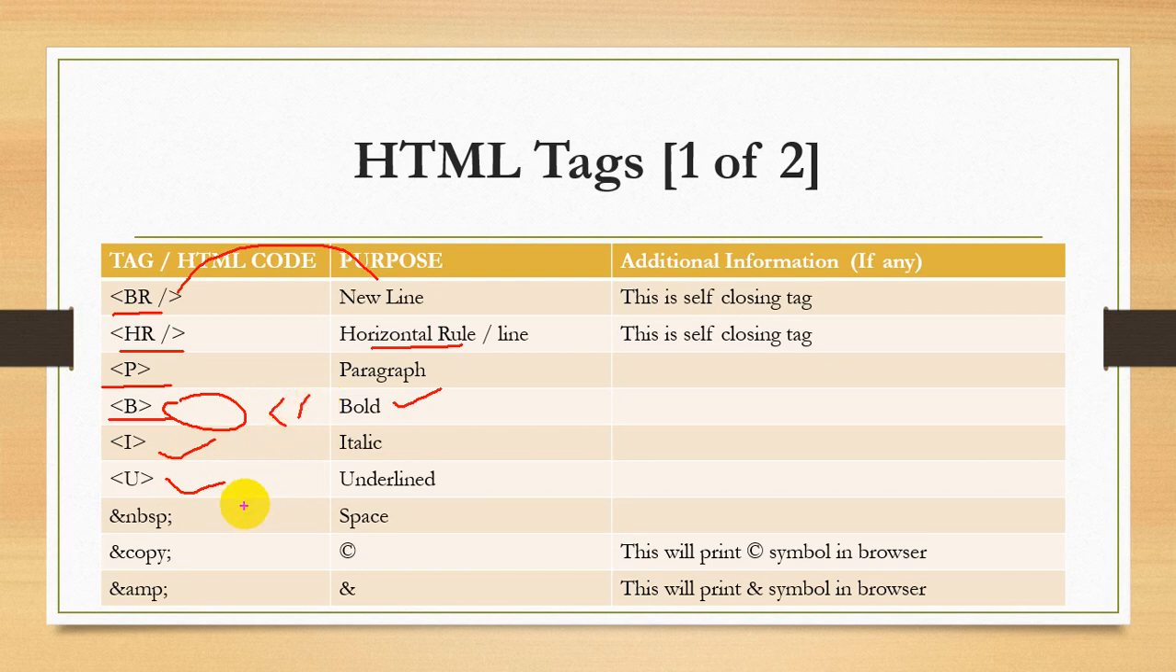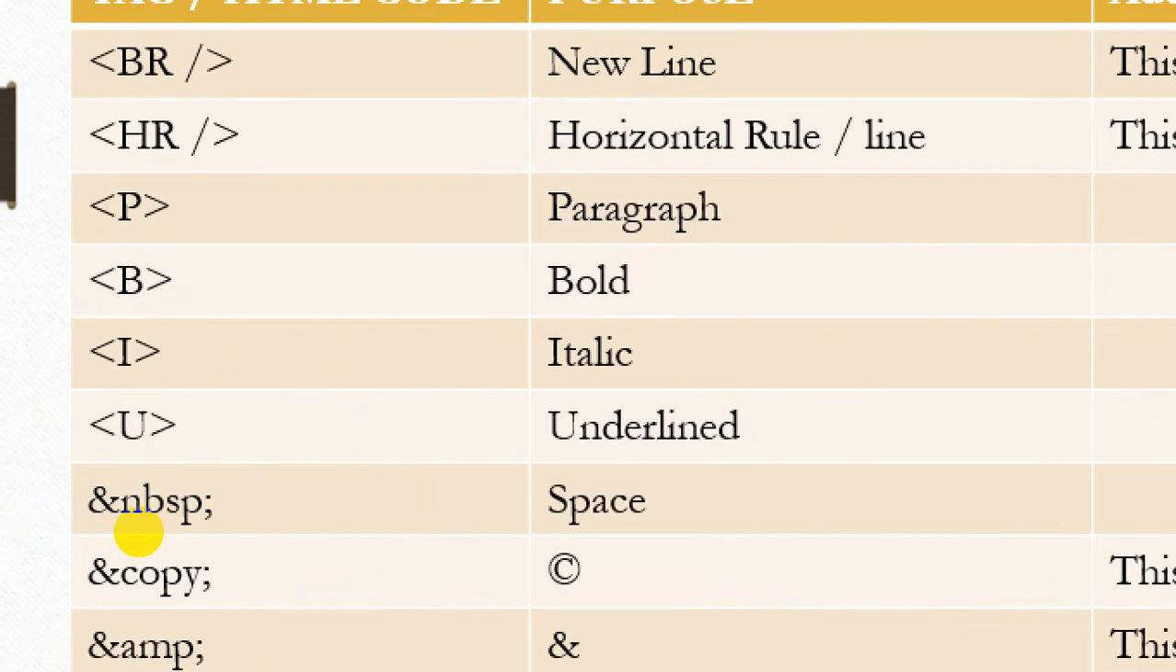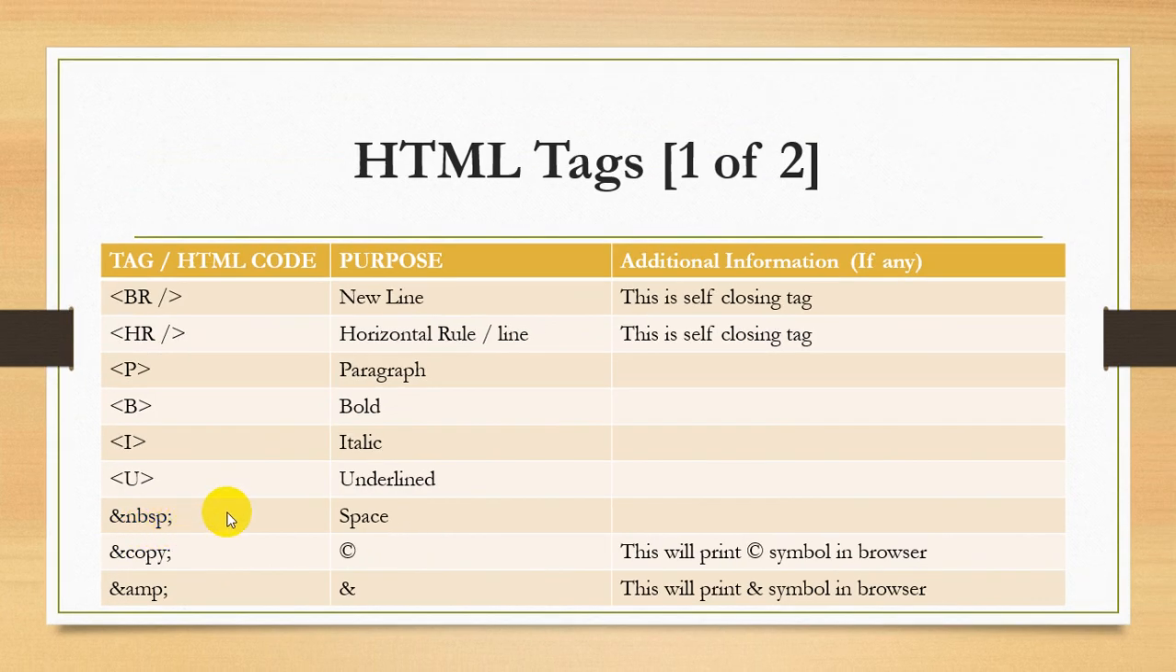I'm going to show it. If you want to give some space, you have to give ampersand NBSP, which indicates a non-breaking space. We'll talk about that. And we'll talk about COPY, the copyright symbol, which we have seen. If you type ampersand AMP semicolon, that will display the ampersand symbol in the browser. I'll be explaining all this for you in a while.